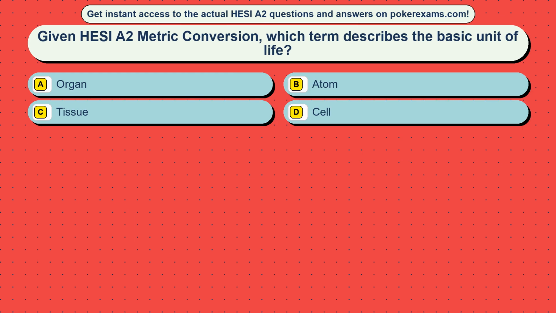Question 48. Given HESI A2 metric conversion, which term describes the basic unit of life? Option A, organ. Option B, atom. Option C, tissue. Option D, cell.